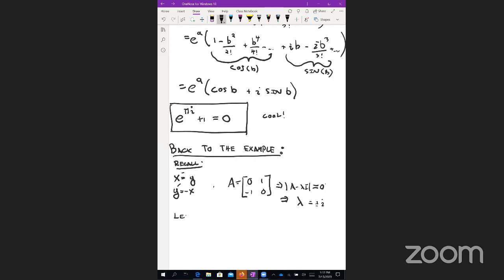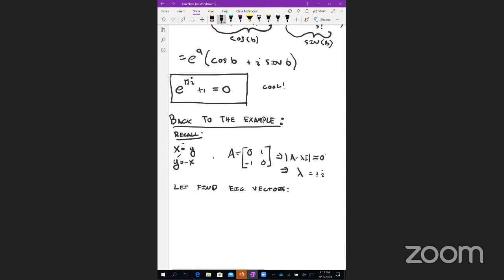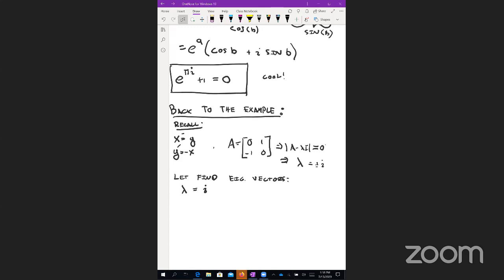So let's find the eigenvectors. So for lambda 1, the way I'm going to do this is I'm going to say lambda equals i and lambda bar equals minus i. Let's do it out. So for lambda equals i, what do we have?